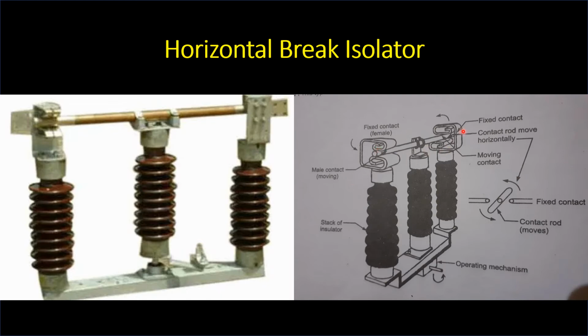For its movement, it has an operating mechanism, and this operating mechanism or this complete assembly is supported on a galvanized steel channel or steel frame. The movement of this central rod is done either manually, electrically or pneumatically by the operator. This is how your horizontal break isolator works. Its construction is also simple to understand.